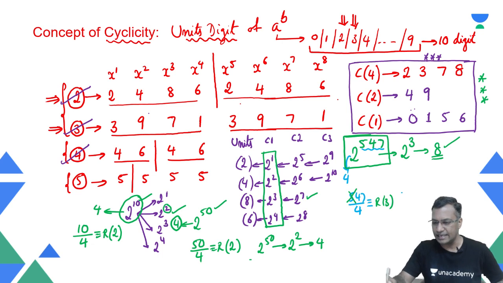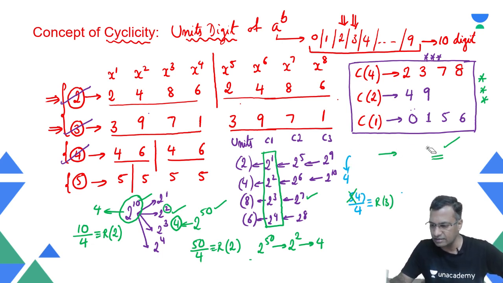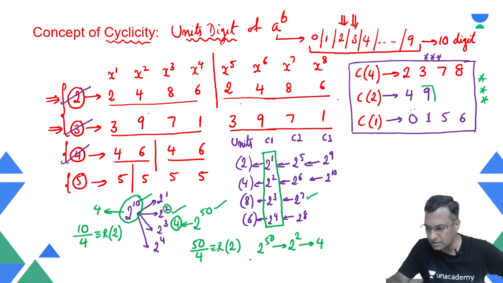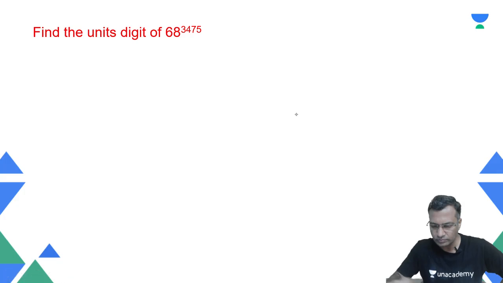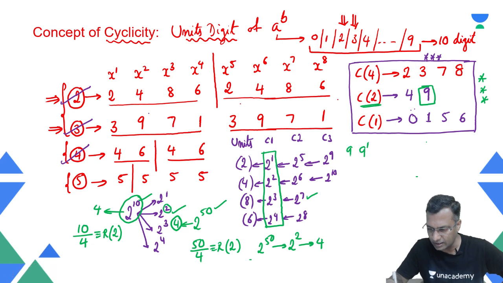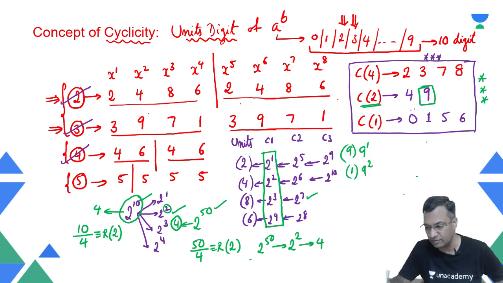Okay, let me quickly explain what it means to say that the cyclicity for certain numbers is 2. Let me take this example to illustrate one of my points here. Say for example, cyclicity for 9 is 2. What does it mean? It simply means that 9 power 1 is nothing but 9, right? And 9 power 2 is 81, so the unit digit is 1.